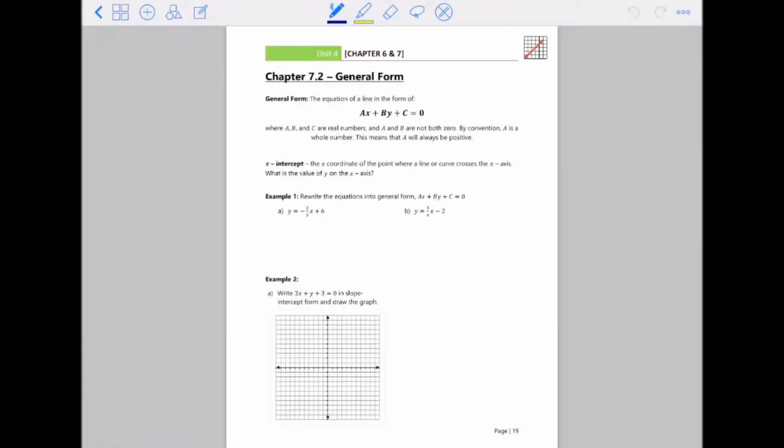Hi there. So last class, we talked about slope-intercept form. Today we're going to go over chapter 7.2, general form.